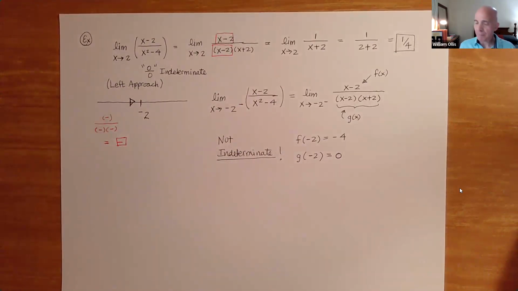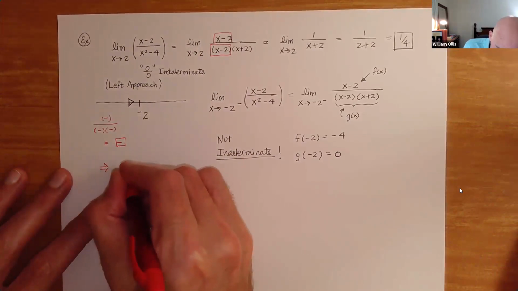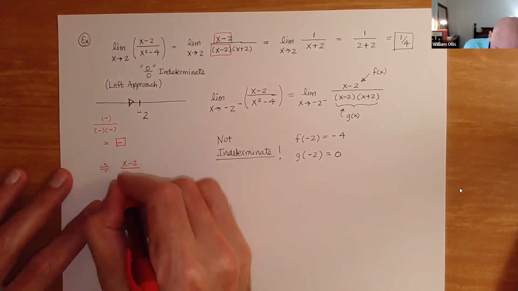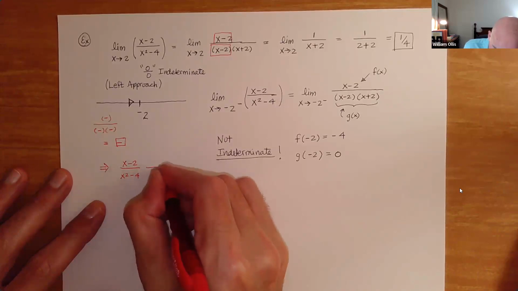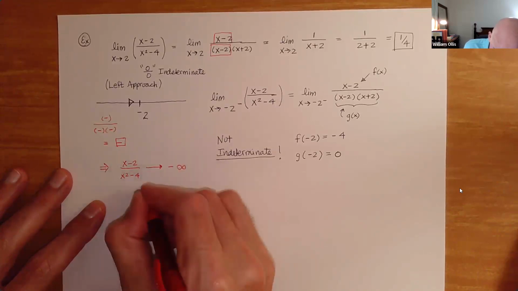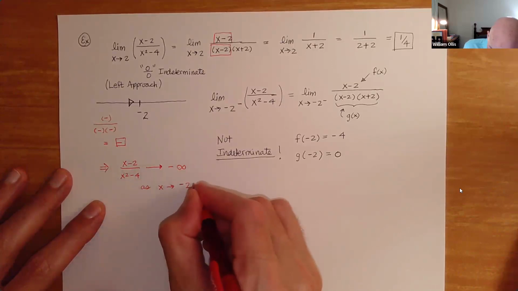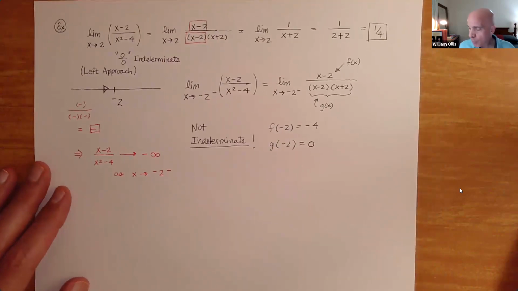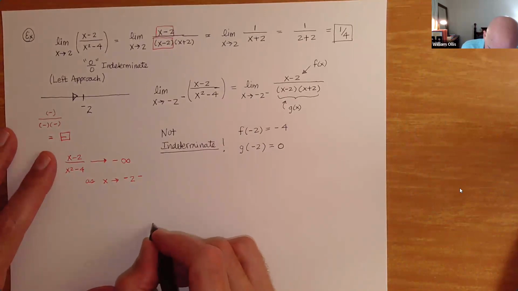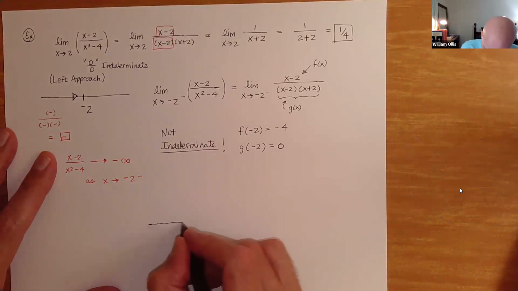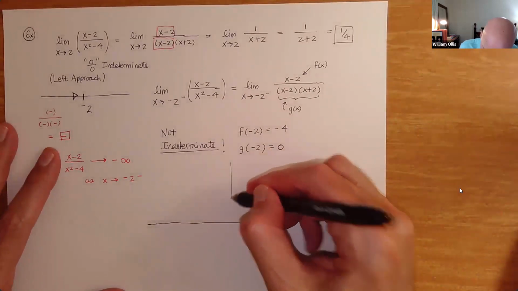It has to be. So this would imply x minus 2 divided by x squared minus 4 approaches negative infinity as x approaches -2 from the left. Now, of course, when you think about sketching graphs, and of course, we're going to do a lot of calculus in this class to get our graphs looking a lot better than this, but we can be intuitive.